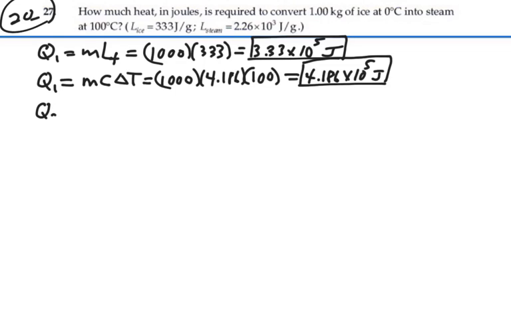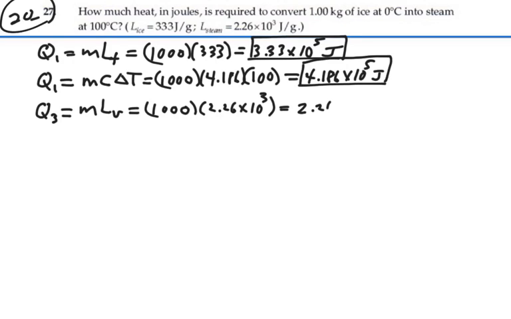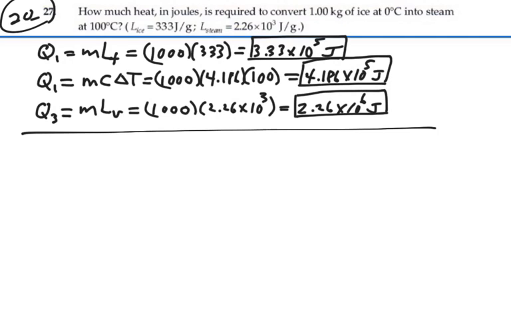Finally, we have the heat for the phase change of water into steam, and that will be the mass times the latent heat of vaporization, and that is going to be 1,000 grams times 2.26 times 10 to the 3 joules per gram, and that will be 2.26 times 10 to the 6 joules. This is all the heat that we would need in order to change the solid ice into gas at 100 degrees Celsius. So our total heat is going to be the sum of all these.